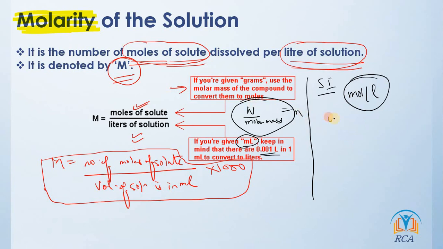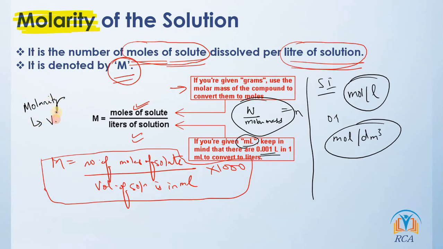It can also be represented as moles per decimeter cube, right? Because 1 liter is equal to 1 decimeter cube, so we can also write it as moles per decimeter cube. So this is something that's very important. Now I'm going to discuss something which is utmost important. What does molarity completely depend upon? Molarity actually depends upon the volume of solution.